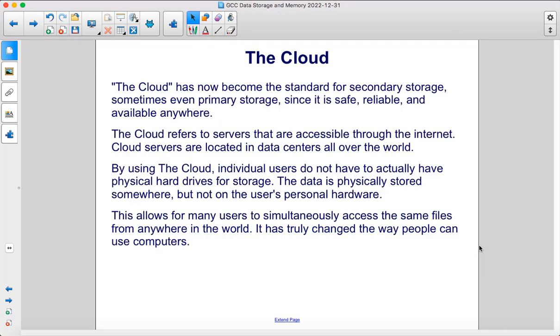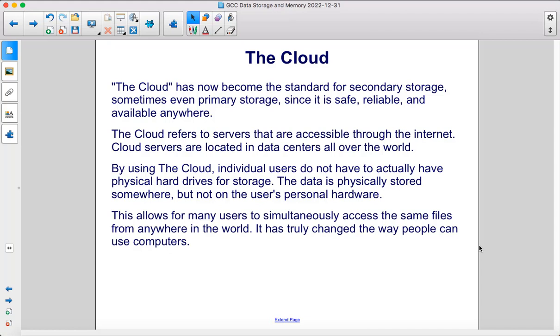The cloud has now become the standard for secondary storage, sometimes even primary storage, since it is safe, reliable, and available anywhere. The cloud refers to servers that are accessible through the internet. Cloud servers are located in data centers all over the world. By using the cloud, individual users do not have to actually have physical hard drives for storage.